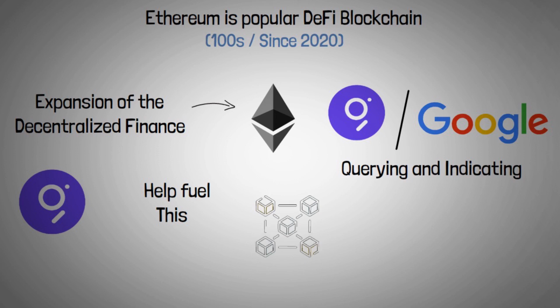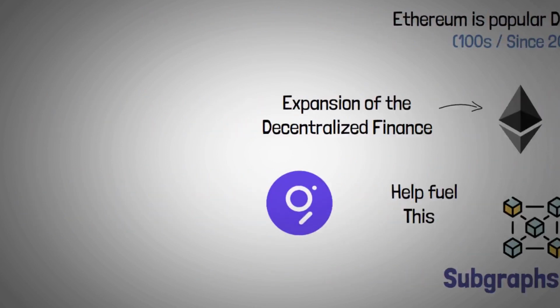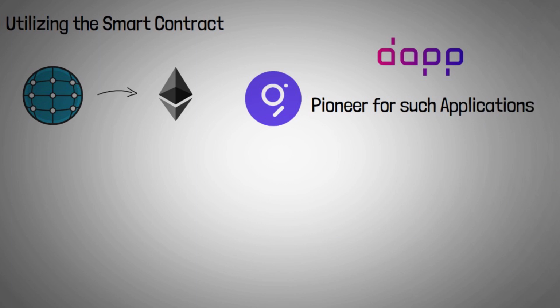Indexing blockchain data from networks of repute like Ethereum and Filecoin, the Graph then groups them into open APIs called subgraphs that anyone can query using GraphQL. Utilizing the smart contract and adding data to the Ethereum blockchain, the Graph network promulgates decentralized applications and becomes a pioneer for such applications in the DeFi sector.